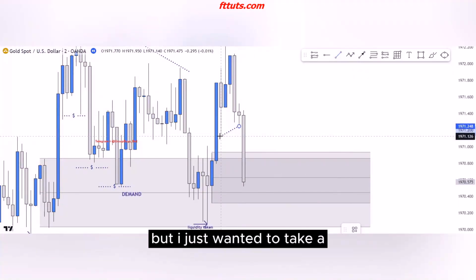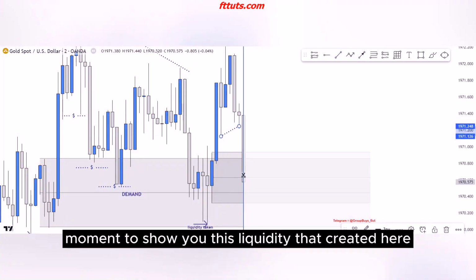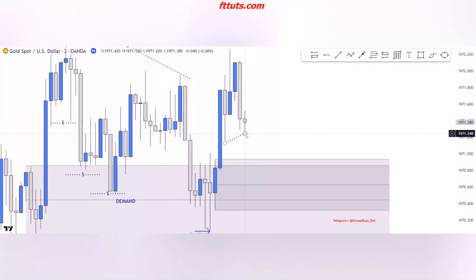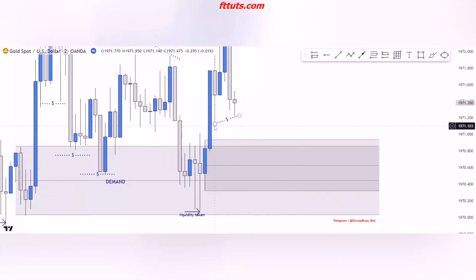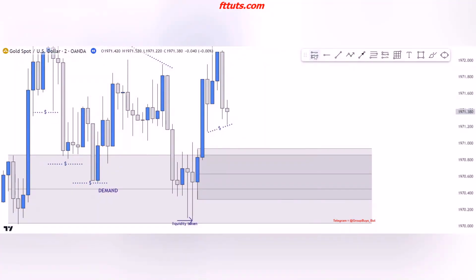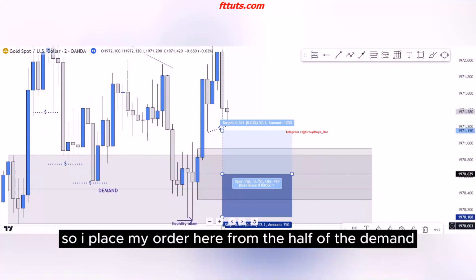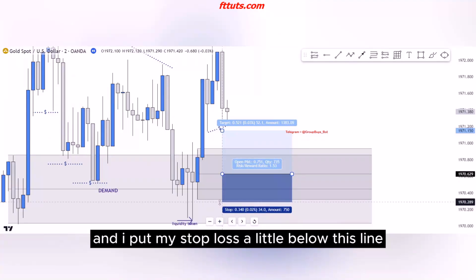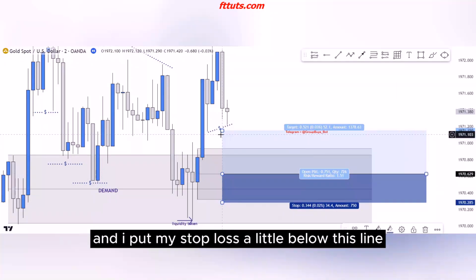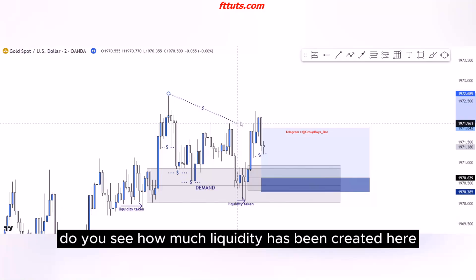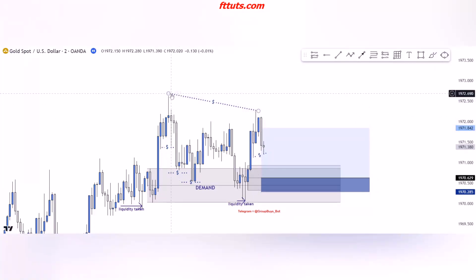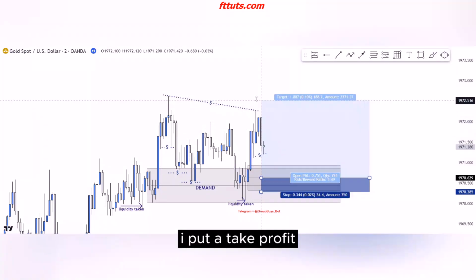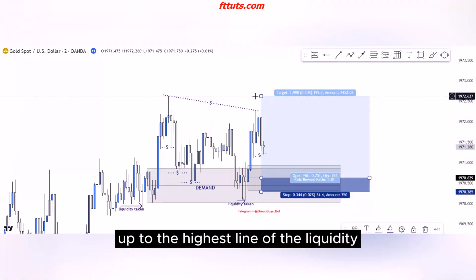But I just wanted to take a moment to show you this liquidity that's created here. And you can see it has a very clear line. So I place my order here from the half of the demand and I put my stop loss a little below this line. Do you see how much liquidity has been created here now? We have a very clear line of liquidity here. I put a take profit up to the highest line of the liquidity.